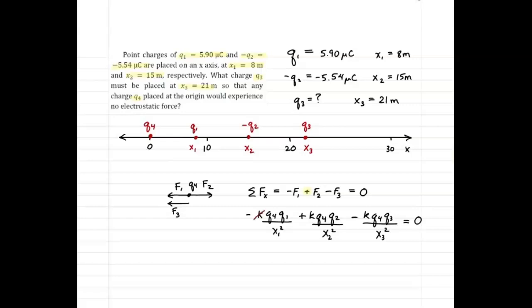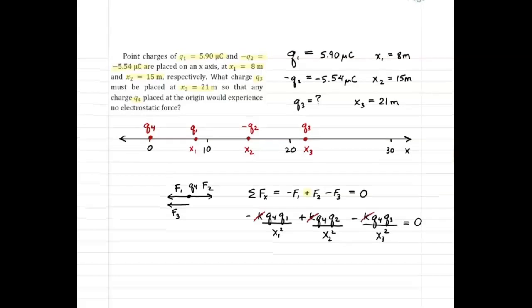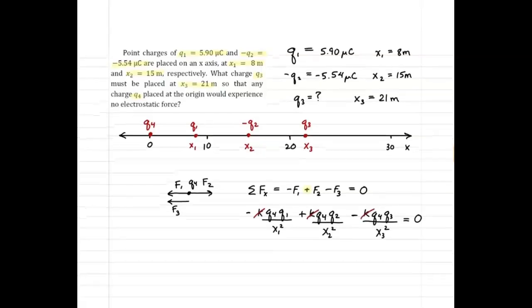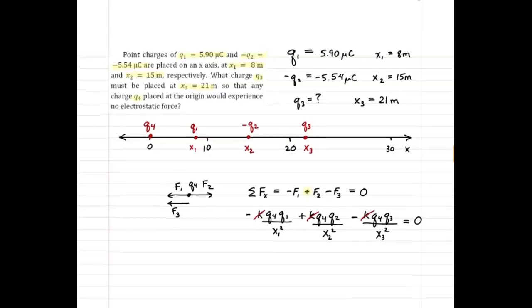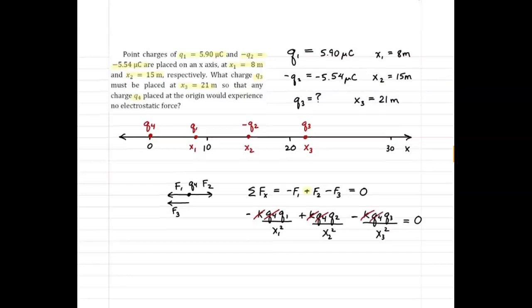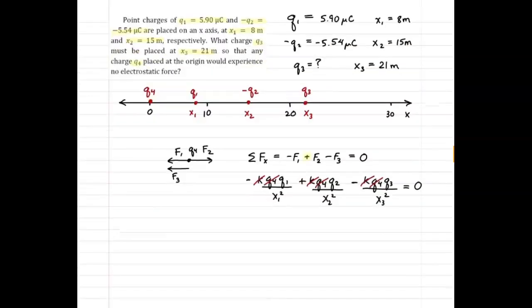So here, K appears in every term, so we can cancel it. This other side has 0, so that allows us to cancel. Another factor that appears in all these terms is Q4, so we can actually cancel that as well. And what you have is a much simpler expression. Minus Q1 over x1 squared, plus Q2 over x2 squared, plus Q3 over x3 squared, equal to 0.